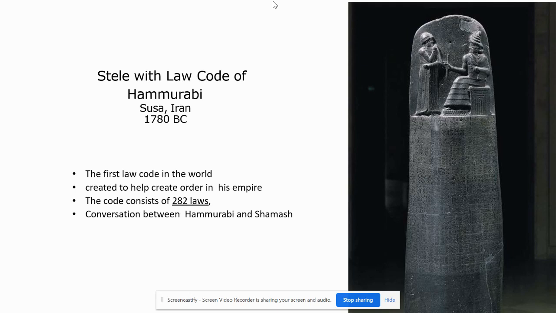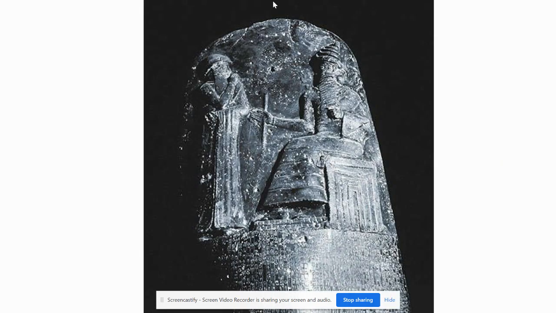What we also see, though, are some pretty progressive for their time period laws concerning women, their ownership of land, and their ability to divorce their husbands. Now, what we are really interested in, though, in terms of this stele for this class is the very top here. And what we're seeing is a conversation between Hammurabi and Shamash, who is a Mesopotamian god. And here is a closer look at that. I know it's not great quality, but this was the best I could find.